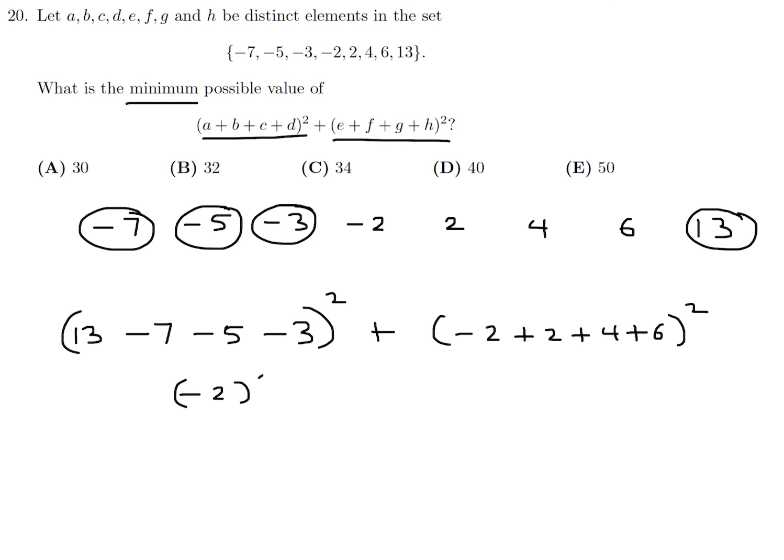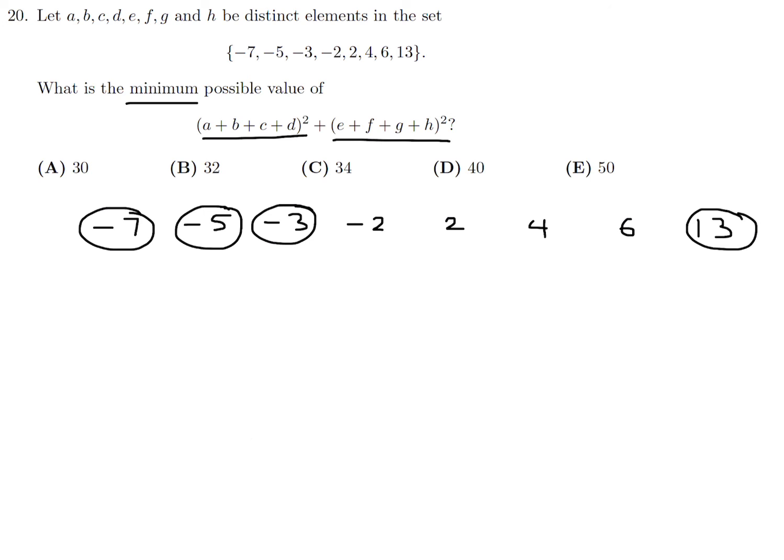So this is -2 squared. And this one over here is 10 squared. Oh, that's huge. And that's not good. That's 4 plus 100. That's 104. That's not even one of the answer choices. All right. No problem. That's what trial and error is all about. Let's try again.